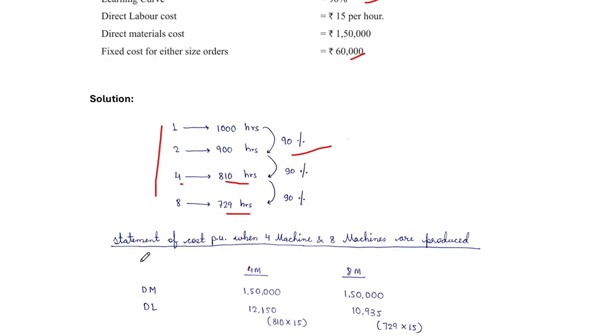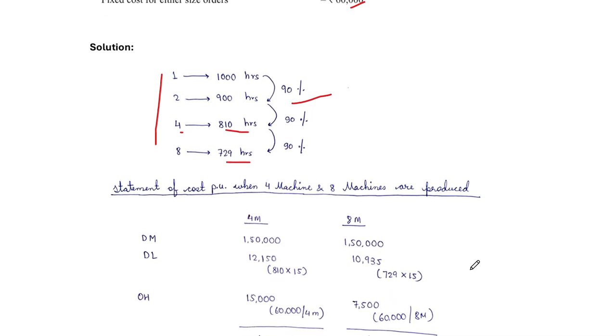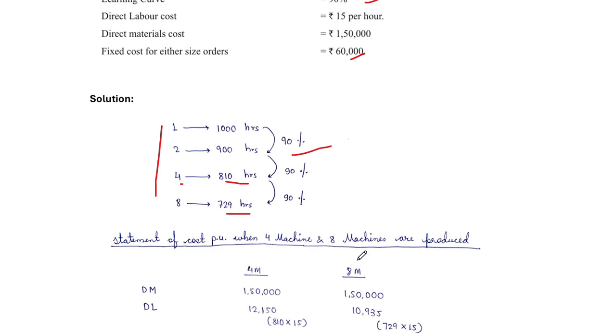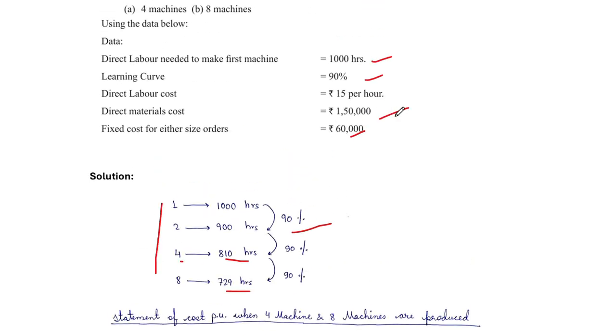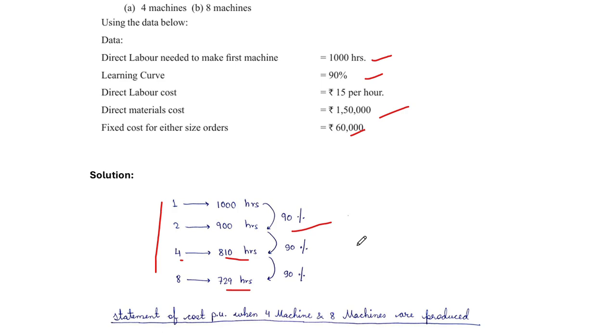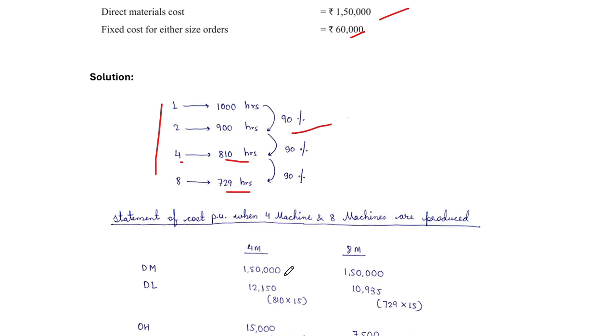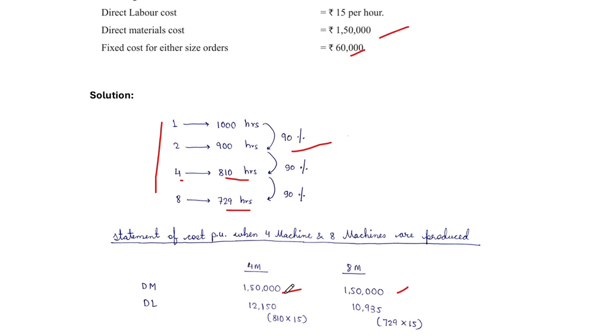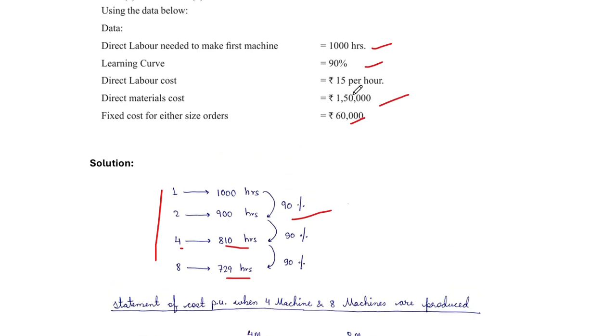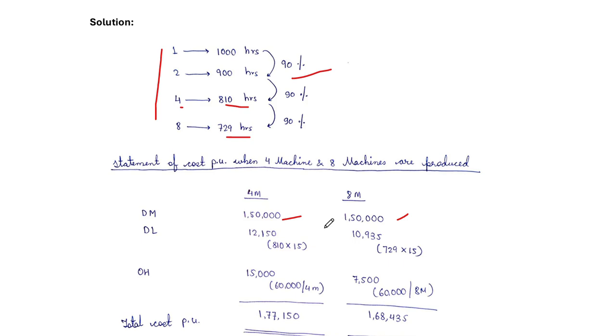Now we will prepare a statement of cost per unit when 4 and 8 machines are produced. Direct material cost is given in the question as 1,50,000 in both cases. Whether I prepare 4 machines or 8 machines, the cost will be the same. So cost is 1,50,000 in both scenarios. Now direct labor. Direct labor cost is given as 15 per hour.